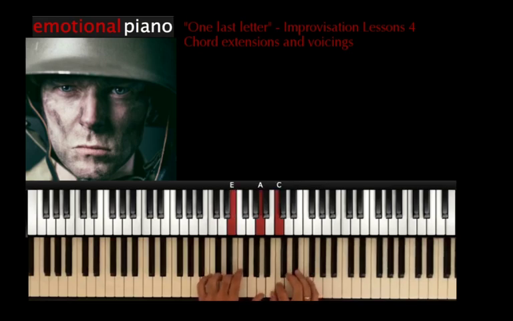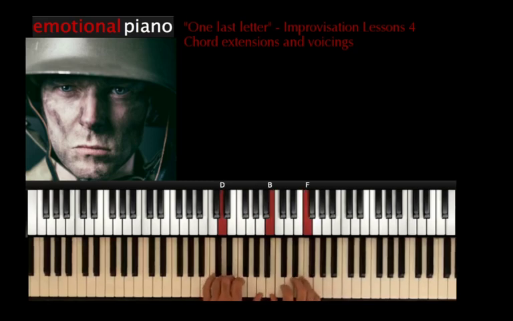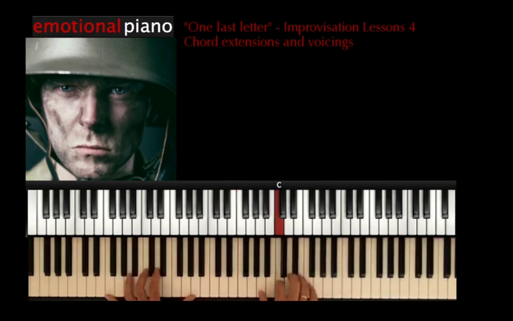Now let's add some extensions. F, second inversion, but we skip the A and we add the 9. Same with the G. Very interesting, once again. So let's use the combination with the spread voicing.